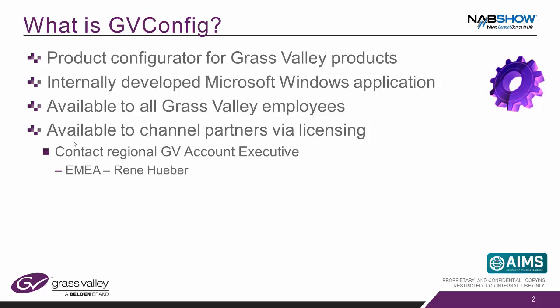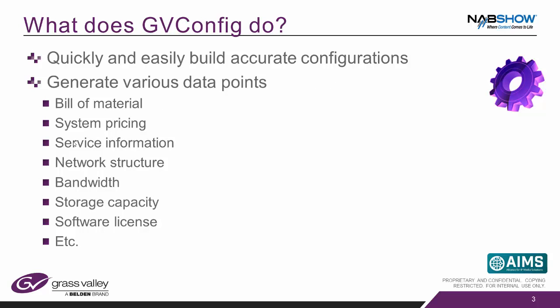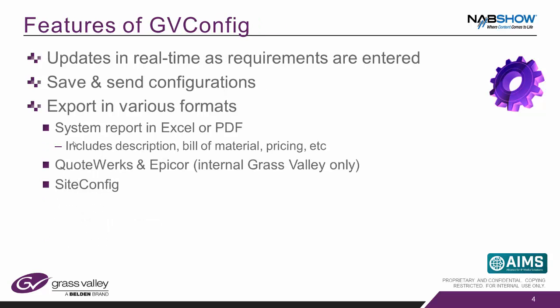GVConfig allows users to quickly and easily build accurate configurations based on system requirements entered by the user. These configurations can include various data points such as bill of material, pricing information, service information, network structure, bandwidth and storage capacity, software licenses, etc. Configurations are built in real time as the user enters data. Whenever a parameter is changed, the entire configuration is regenerated and all data is updated instantly.